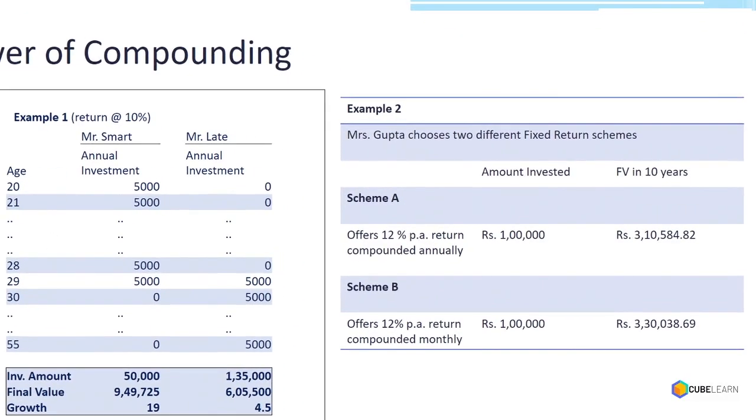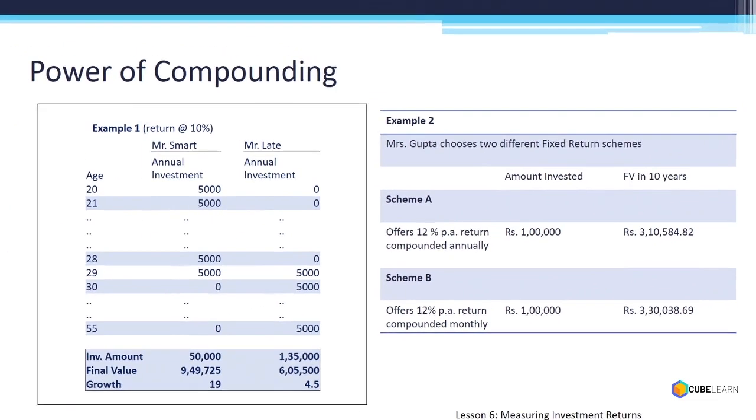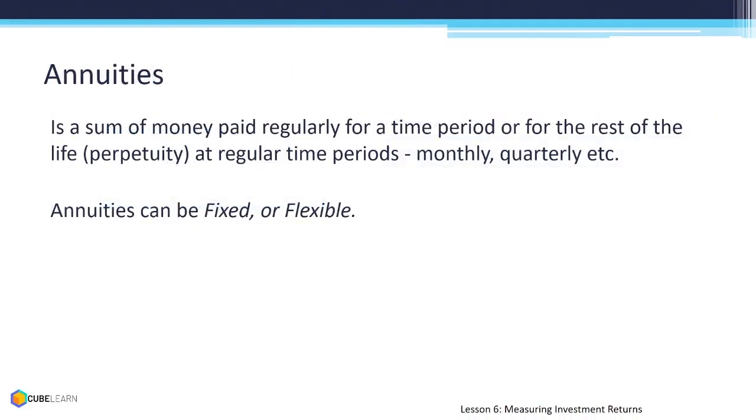Example 2 is an example of comparison of two schemes which earn the same return. But in scheme A, returns get compounded annually, while in scheme B, returns get compounded monthly. This change in frequency ensures that the corpus is greater for scheme B at the same rate of return.